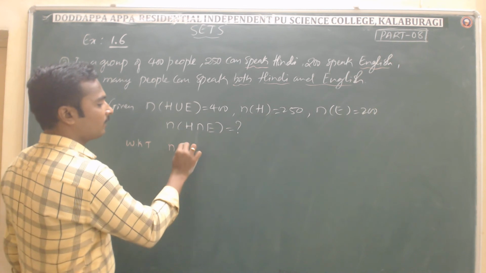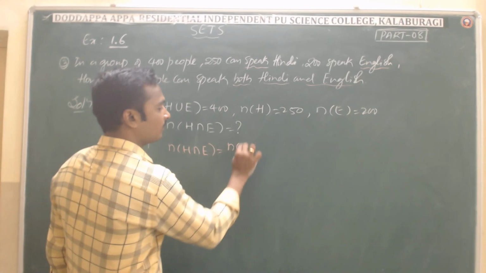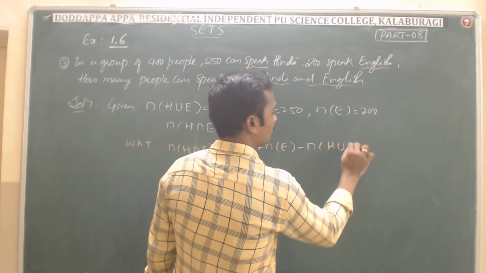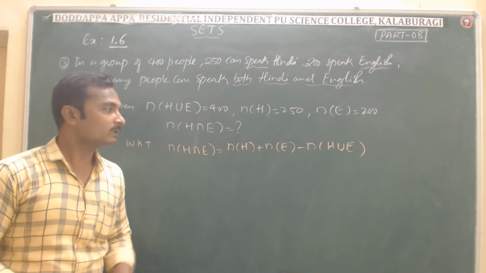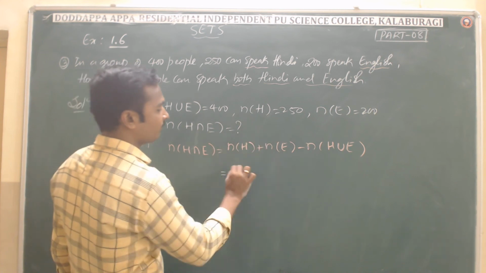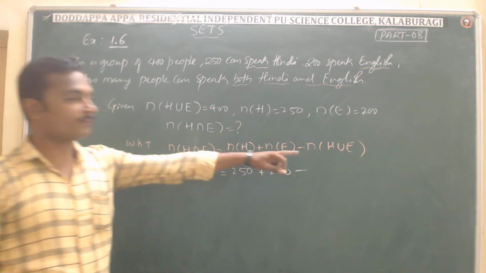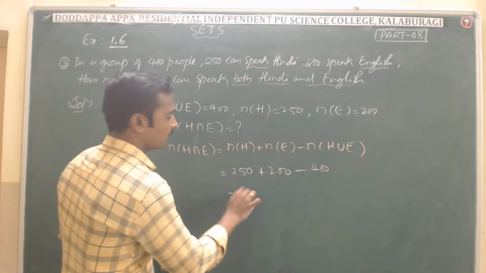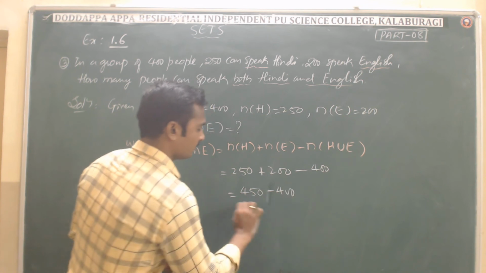We know that n of H intersection E, Hindi and English, is equal to n of H plus n of E minus n of H union E, where H stands for Hindi subject and E stands for English language. Okay, fine. So let us substitute. n of H is 250, n of E is 200, minus n of H union E, which is 400. 250 plus 200 is 450. 450 minus 400 will give us 50.